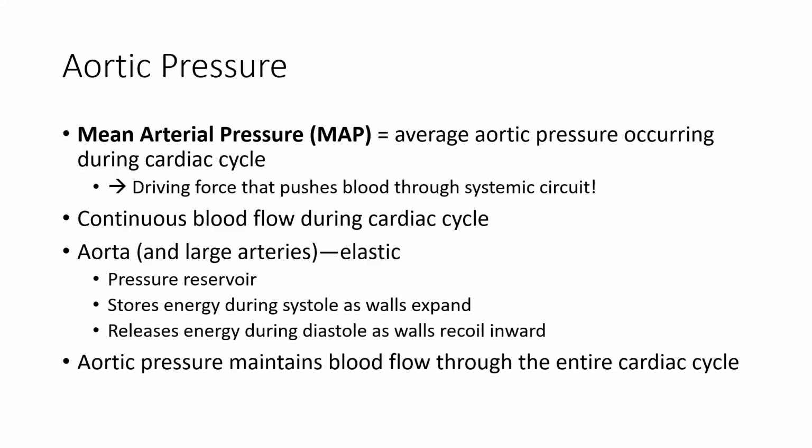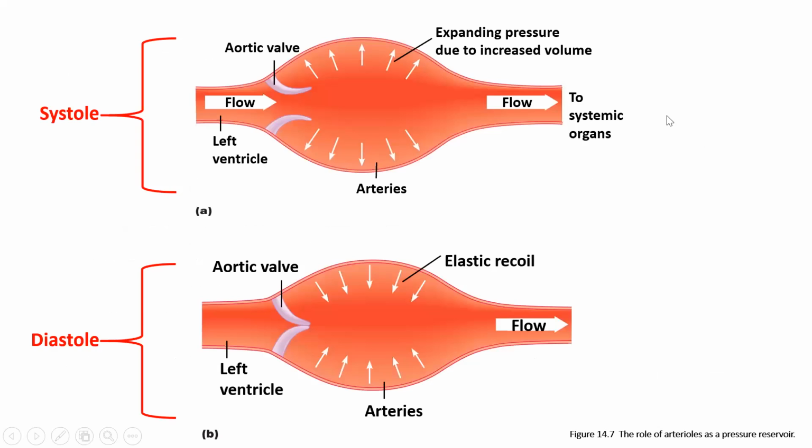So the elastic nature of the aorta can store energy during systole as the walls expand, and take that energy and release it during diastole as the ventricles fill and that valve is closed. It can keep the artery forcing the blood throughout the systemic circuit, even though that valve is now closed. And so this entire phenomenon is what allows us to keep the aortic pressure continuous and keep it flowing evenly throughout all parts of the cardiac cycle. So let's kind of explain that a little bit better here.